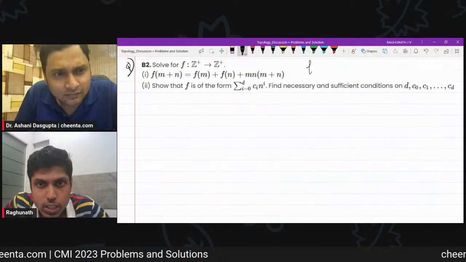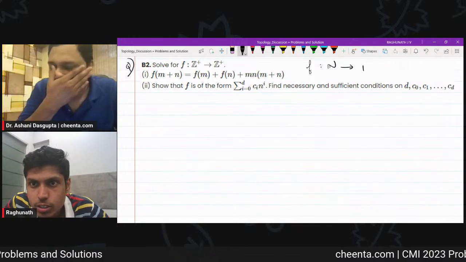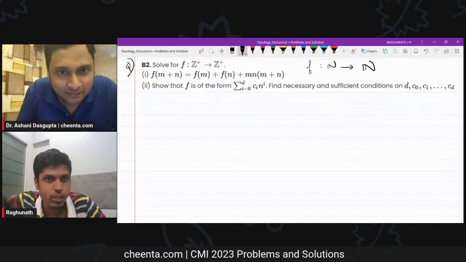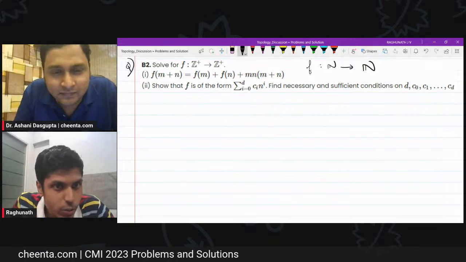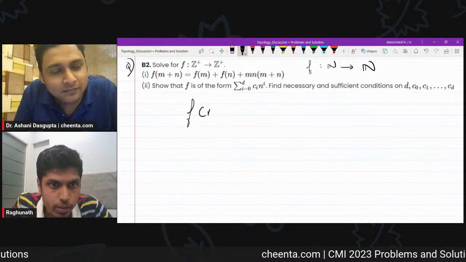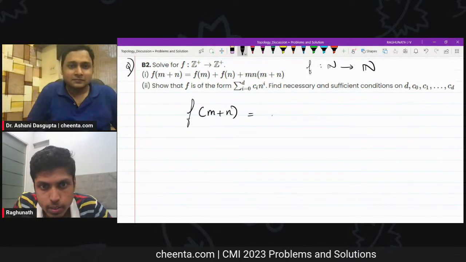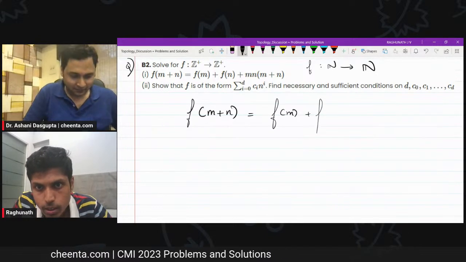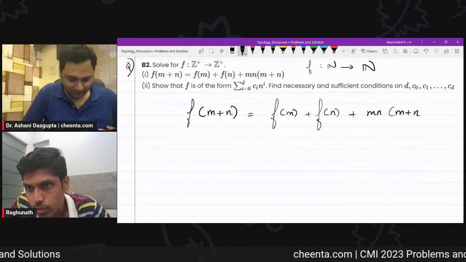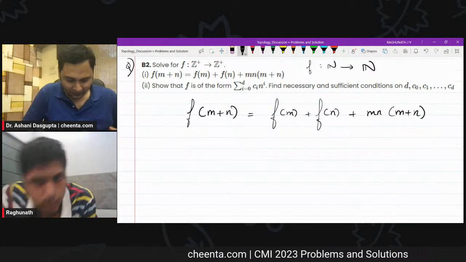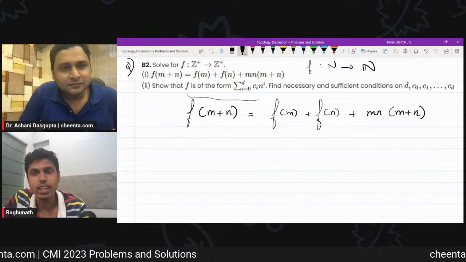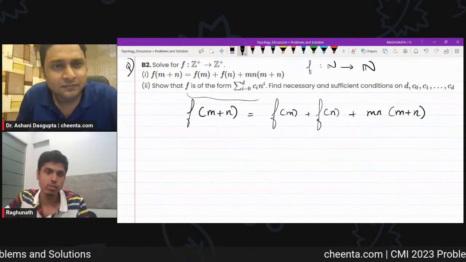So it is a function from natural numbers to natural numbers. Let us first note that we should not substitute 0, minus 1 or anything in place of m or n. Functional equation means the variables are our functions only. So f of m plus n equals f of m plus f of n plus mn into m plus n. First they are asking us to show that f is of this form and find the condition on the coefficients of that form.